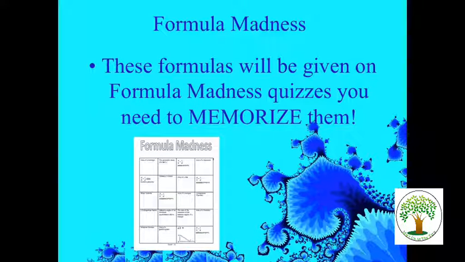These formulas that we talked about today will be given on a Formula Madness quiz, and you need to memorize them. Right now I have given you a sample of what this quiz will look like. They'll have the words inside, and you will write them inside if the formula is inside. You do not have all of them today. You have only some of these, and second semester will be giving you more of these. So I'm giving this to you so that you can write them in as we go.